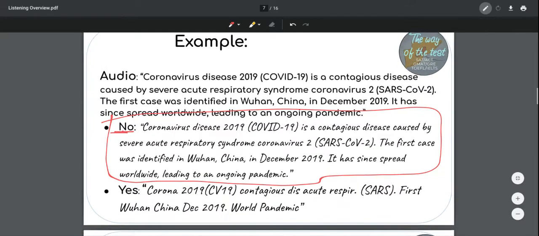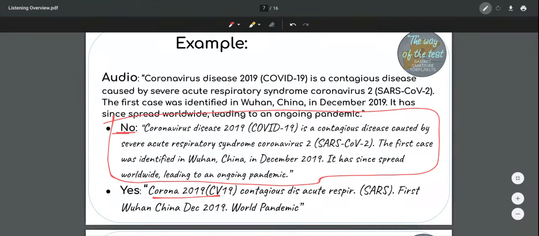Your notes have to look something like this. Corona 2019, contagious disease. I'm not even writing the full word disease. I'm just writing this. Remember, again, this may mean many different things. But in the context, if I'm putting contagious and I'm putting the word corona and acute, my brain is going to connect it with the word disease. I'm not going to think something like dismissive or any other word that may begin with this.